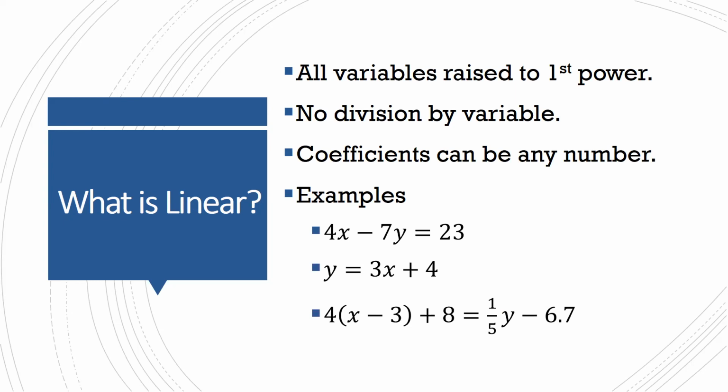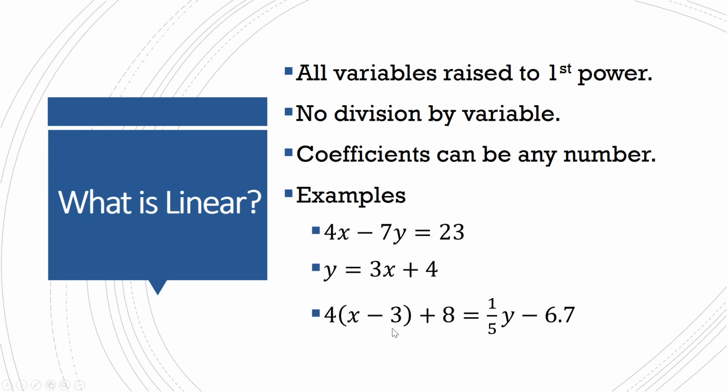Coefficients, on the other hand, could be any number. So for instance, something like 4x minus 7y equals 23 is a linear equation because we have x and y. Both are raised to the first power. Again, if we don't see an exponent, we assume it's 1. And we don't have any division by the variable. y equals 3x plus 4. That's another linear equation in terms of x's and y's.